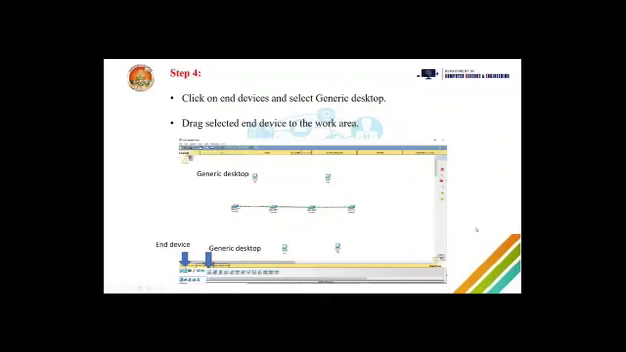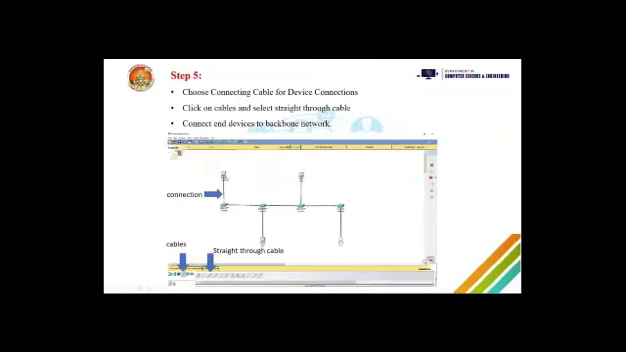Once you have done this task, you need to connect these end devices to the backbone network. In order to do this task, you need to click on these cables and choose this straight through cable. Here you see, the switch is one type of device and your desktop is another different type of device. In order to connect these two different devices, you need a straight through cable. So that's why we are clicking on the straight through cable, and you need to connect this end device to the backbone network. Like this, you need to connect all of these end devices to the backbone network.